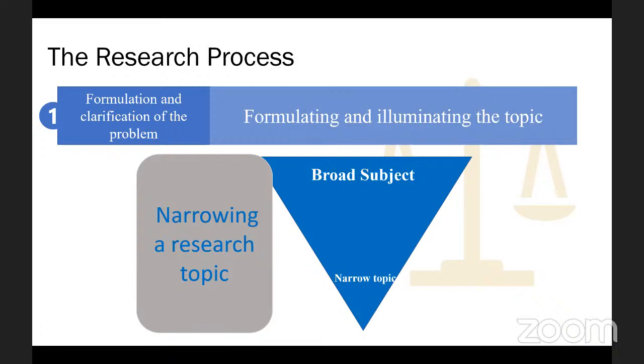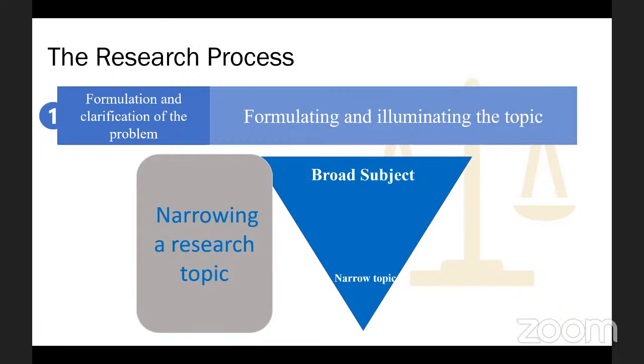If somebody says, okay, I want to work on the purification of water, now you have got the problem that you want to work on. That is your actual problem: you want to purify water. Now, for the purification of water, how will you use nanotechnology? This is how you are narrowing your research topic.